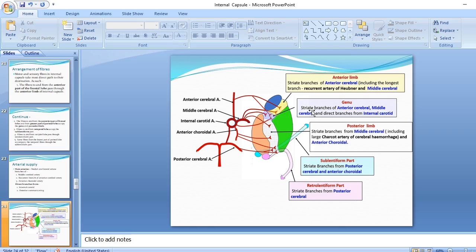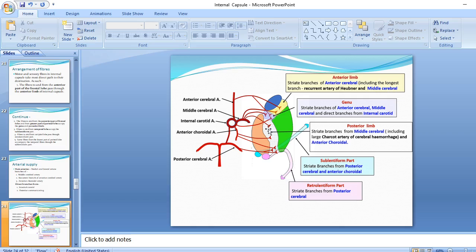The genu is supplied by striate branches of the anterior cerebral, the middle cerebral, and a direct branch from the internal carotid. Here you can very well appreciate the branches coming from the anterior cerebral, the branch coming from the middle cerebral, and from the internal carotid.